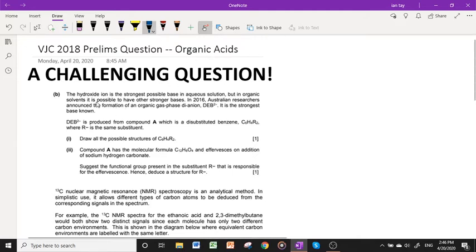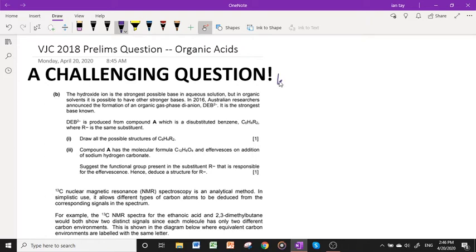So the first part of the question is about an organic gas phase dianion, DeB2-, which is the strongest base known. It said that it's produced from compound A, which is a disubstituted benzene containing two R groups. We don't know what R is yet. So draw all the possible structures of C6H4R2. It's quite easy, the first part, but the question soon gets much more interesting.